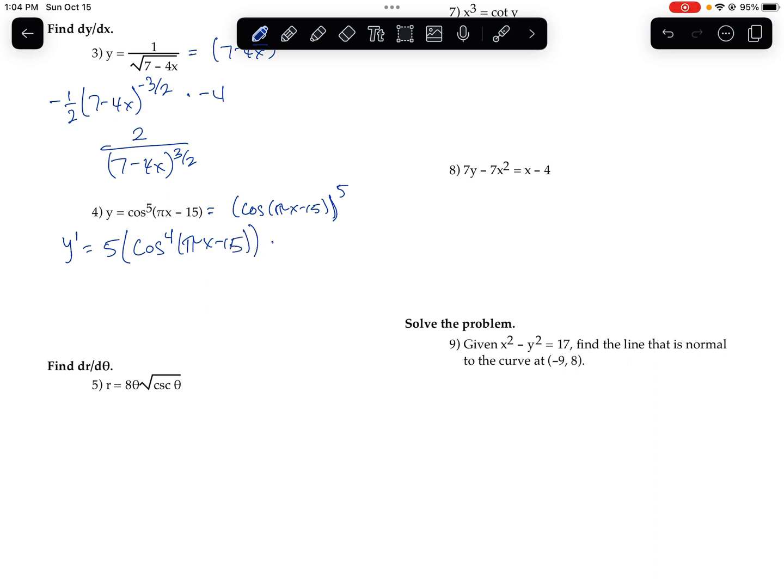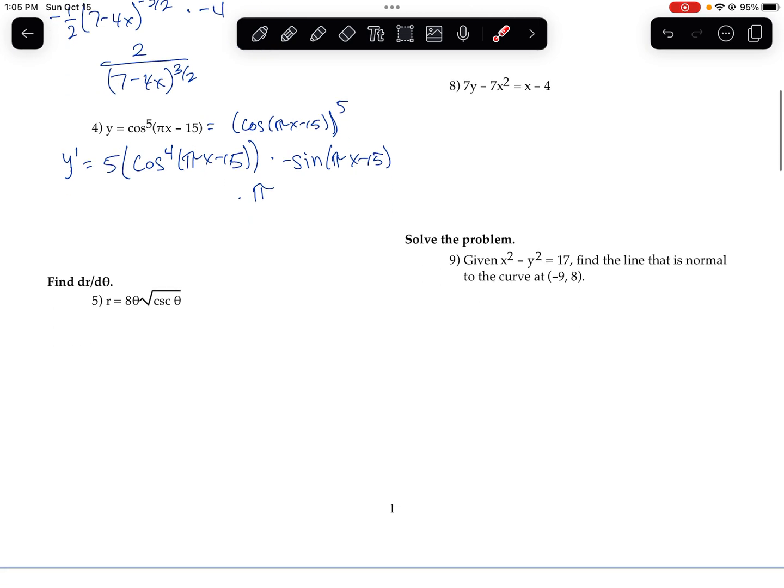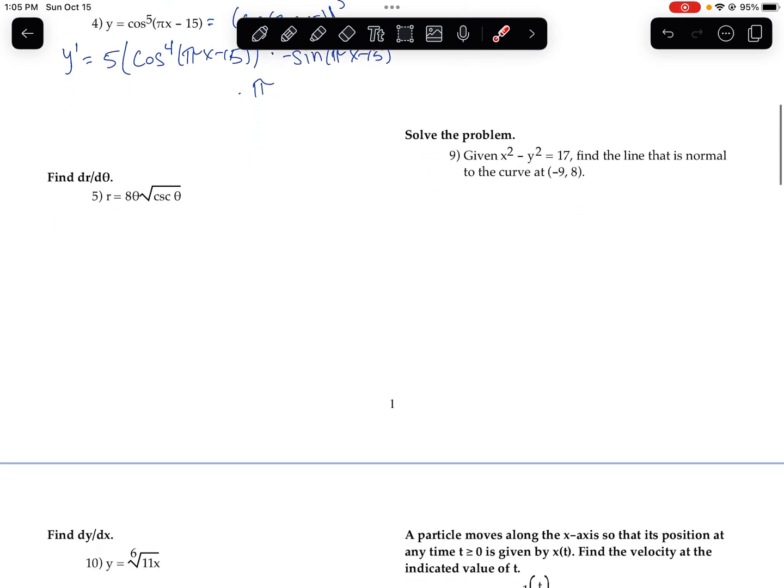Then we're going to multiply by the derivative of the inside, which would be derivative of cosine, and that's going to be negative sine. Inside will stay the same. And then I'm going to multiply that by the derivative of the inside of the cosine, which would be pi, so times pi. And then if you want to simplify, we've got negative 1, pi, and 5. If you want to put those out in front, you can do that to write it more in standard form.